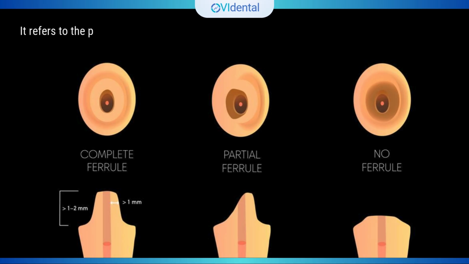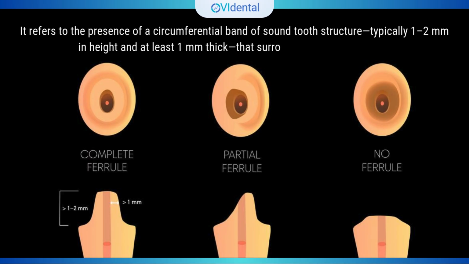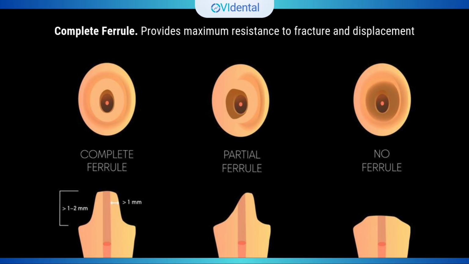It refers to the presence of a circumferential band of sound tooth structure, typically 1 to 2 millimeters in height and at least 1 millimeter thick, that surrounds the prepared tooth. Complete ferrule provides maximum resistance to fracture and displacement.